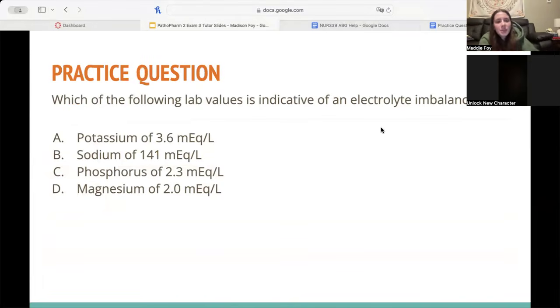Okay, yay. Practice questions. Which of the following lab values is indicative of an electrolyte imbalance? So this is just strictly testing, do you know your lab values? Awesome, guys. Yep, that one is C. The other three are all within normal limits.